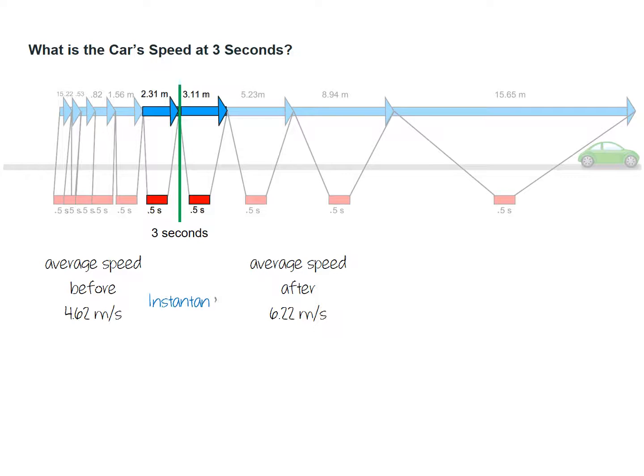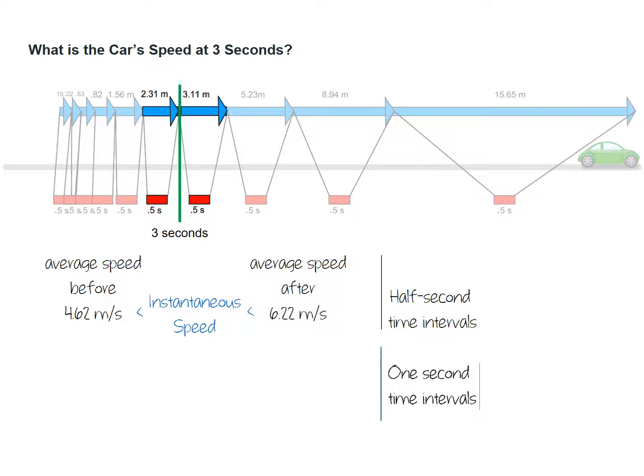Since the car is speeding up, finding an average speed over an interval before the 3 second mark would give us an underestimate of the speed right at 3 seconds. So this tells us that the car's speed right at the 3 second mark is between 4.62 and 6.22 meters per second. This is for half-second intervals. When we used 1 second intervals, we found that our instantaneous speed was between 3.87 and 8.34 meters per second.